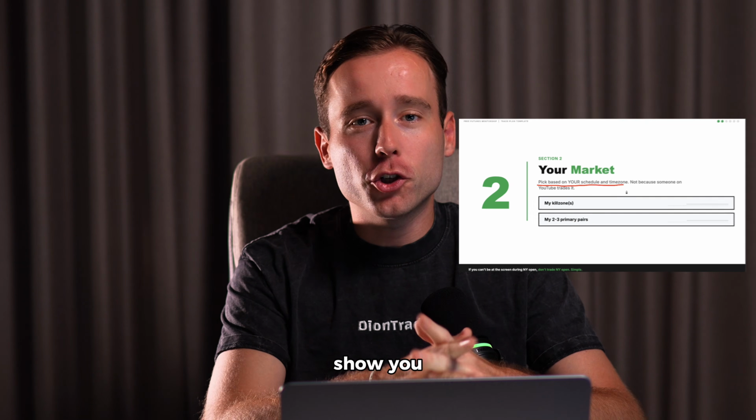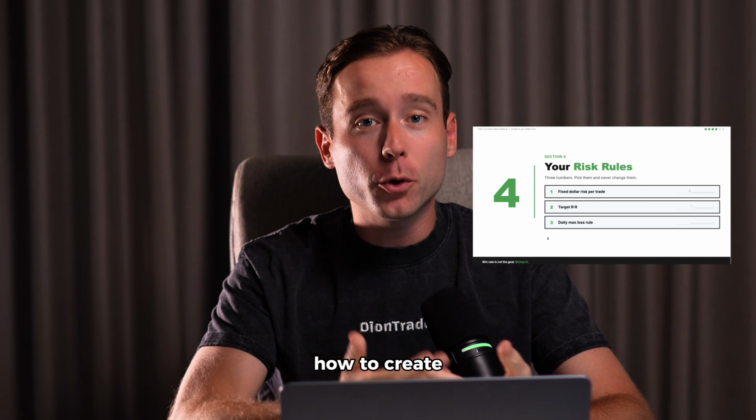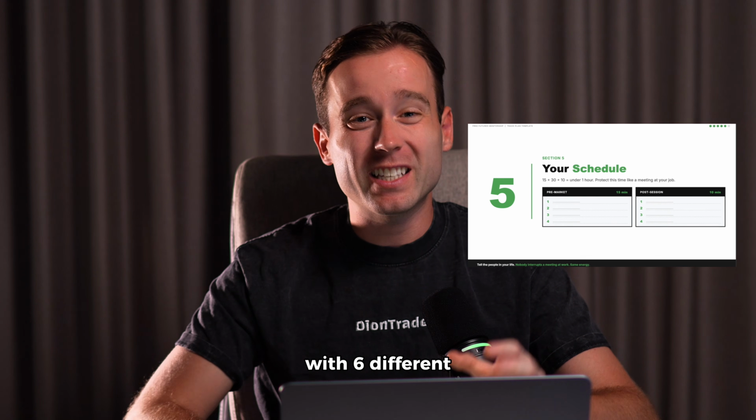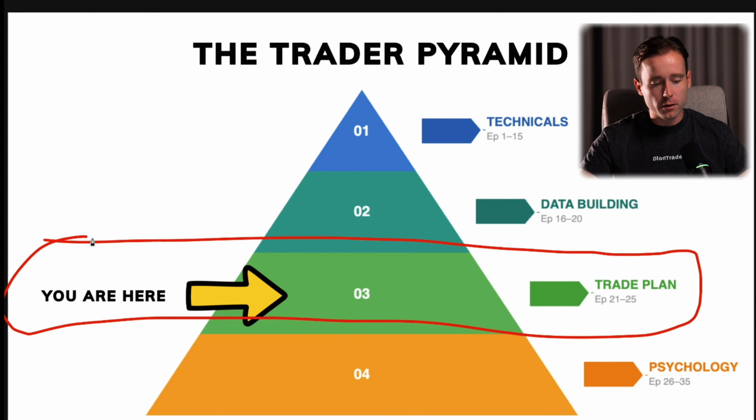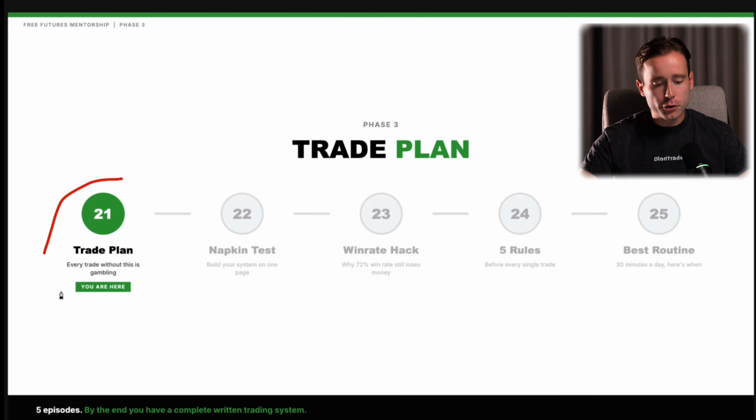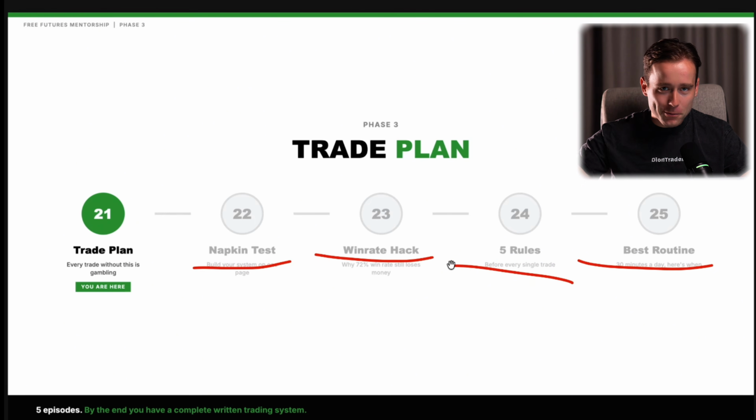In this video, I'm going to show you step by step how to create a bulletproof trade plan with 6 different sections. We are in layer 3 of the trader pyramid, and in this phase, we're going over the trade plan, napkin test, win rates, the 5 rules, and the best routine you can have. So no time to waste, let's go.